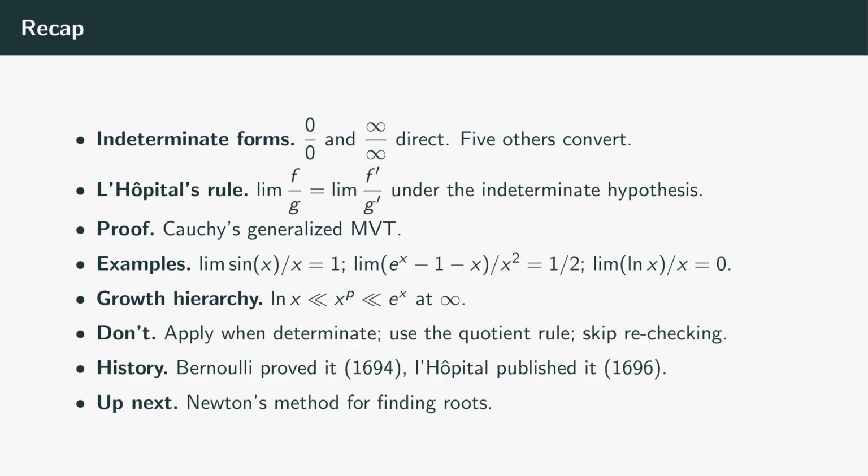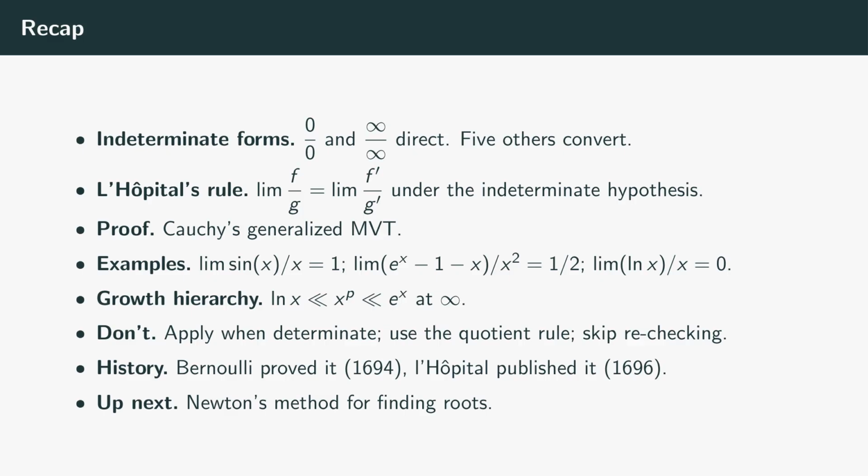3 examples nailed down the technique. Sine of x over x goes to 1 by L'Hôpital instantly, modulo the worry that we used the same limit to prove the derivative of sine. E to the x minus 1 minus x over x squared goes to 1/2 by applying L'Hôpital twice. The natural log of x over x goes to 0 at infinity, which generalizes to the growth hierarchy. Logarithms grow slower than any power, and powers grow slower than any exponential.